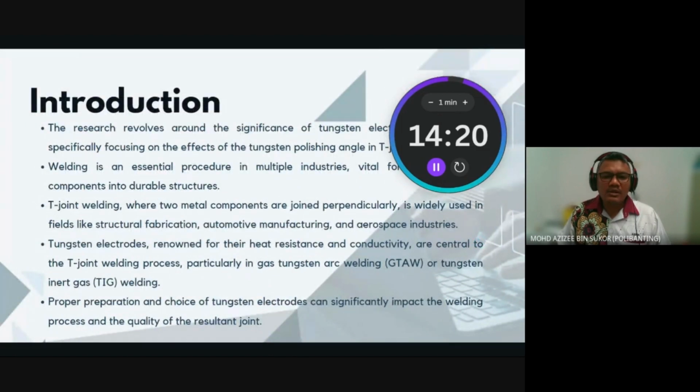The study focused on the role of tungsten polishing angles in T-joint welding, a technique crucial in industries like automotive and aerospace. The choice and preparation of tungsten electrodes, central to TIG welding, greatly influence welding quality.